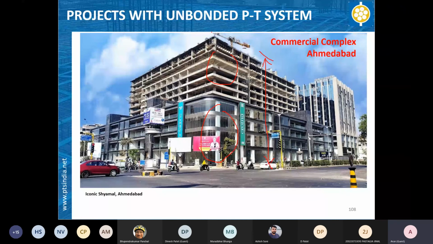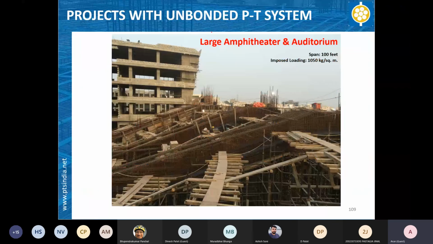This is an interesting project we did. That is a large amphitheater and auditorium combo. Here the top part is the amphitheater, and the bottom part is the auditorium. The span of this was around 100 feet both ways. There is no column in the intermediate part. It is all at the perimeter.